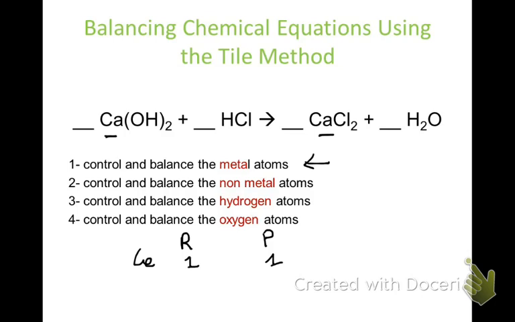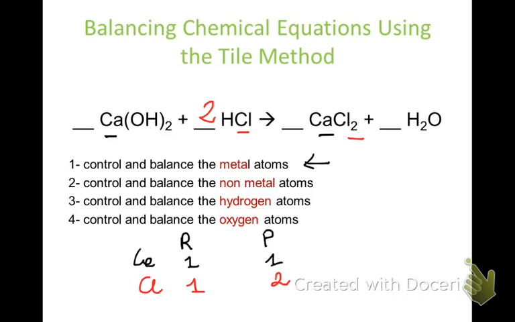Then I have to look for non-metal, in this case chlorine. Chlorine, I have 1 in the reactant and 2 in the product. In order to have 2 also in the reactant, I have to add a 2 in front of the formula.